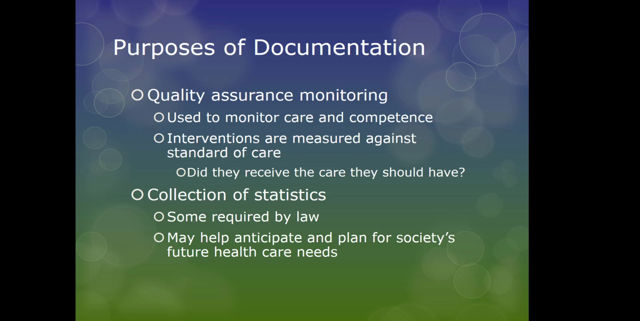Medical records are used for other things as well. Quality assurance monitoring, sometimes called QA or QI, also risk assessment is what they will sometimes call it as well. It's used to monitor care and competence, and it basically tries to take a look, again, on the back end, once a patient has already been through the system, and tries to go back and look at the chart and say, hey, did we do everything that we were supposed to do up to our standard of care? In other words, did the patient receive the care that they should have? Or is there a place where the ball was dropped?